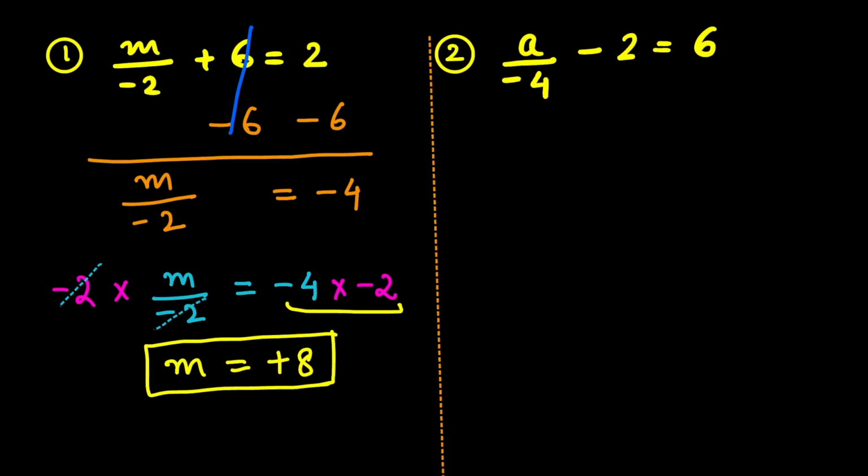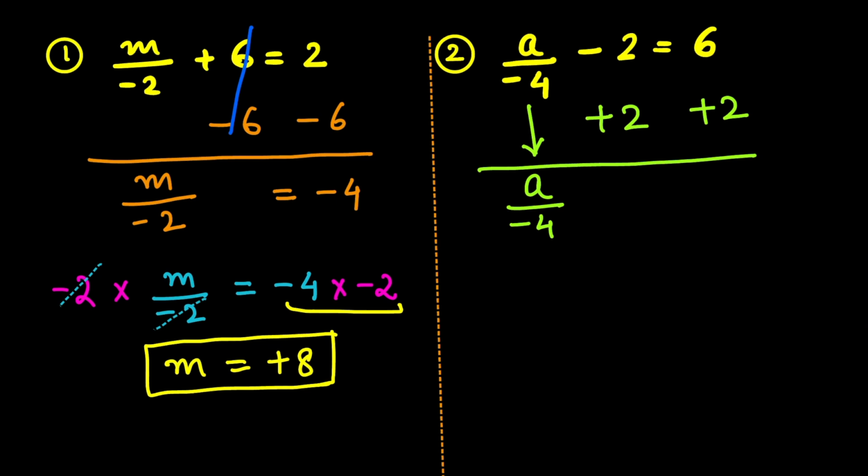Example 2. A divided with -4, -2 equals 6. So a is the variable and it is divided with the negative integer. And here we have -2. So the opposite operation for this. So we add 2 on both sides. So this comes down. So a divided by -4. These two cancel out. This is equal to 6 plus 2. So it's 8. So we have a divided by -4 equals 8.